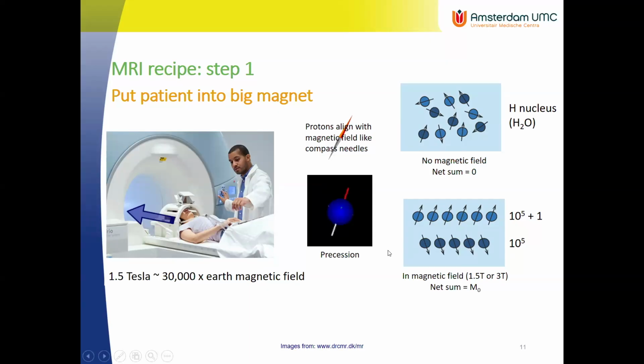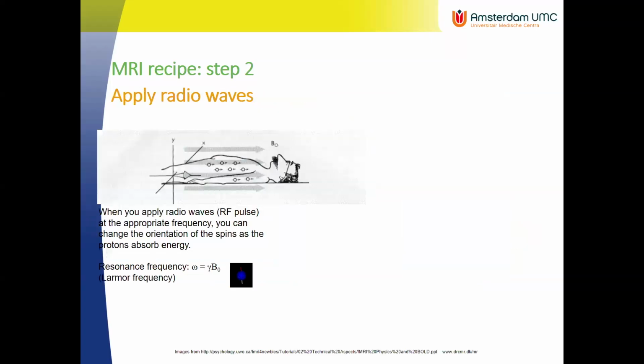Now we're going to have a closer look at the compass needles. They do align a little bit, but they also start rotating. They rotate like the Earth, but they also make this precessional motion. The rotation of the protons is around their own axis, but the axis of rotation also shows this precessional motion, as shown in the animation there. And the precessional motion is key for MR imaging. Let's have a look at that.